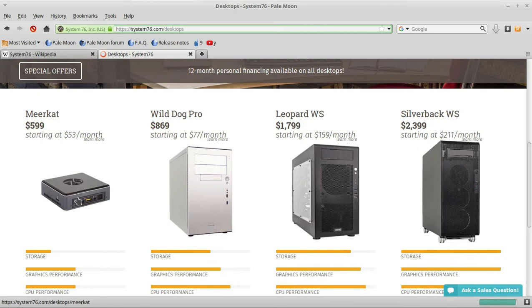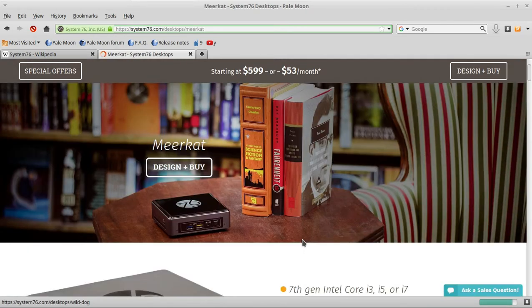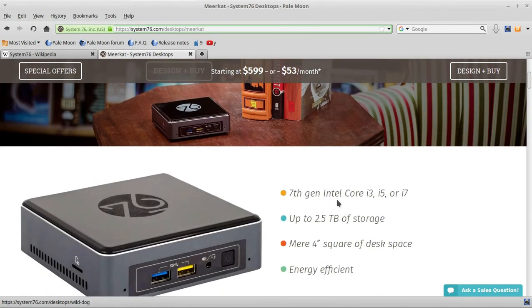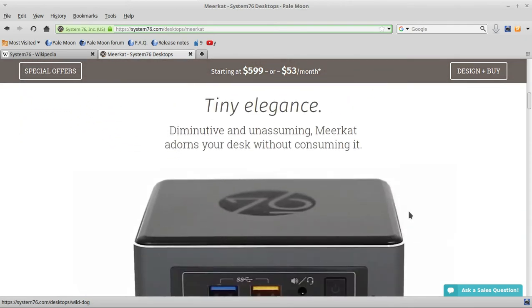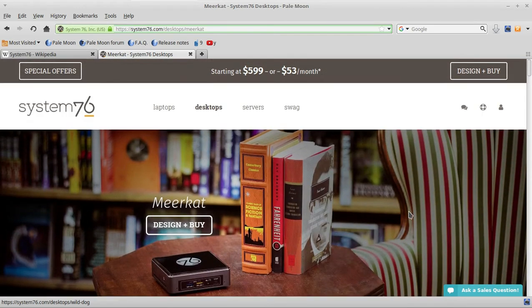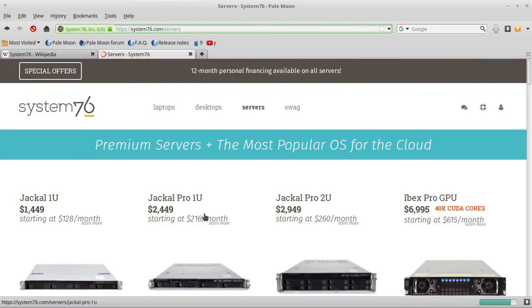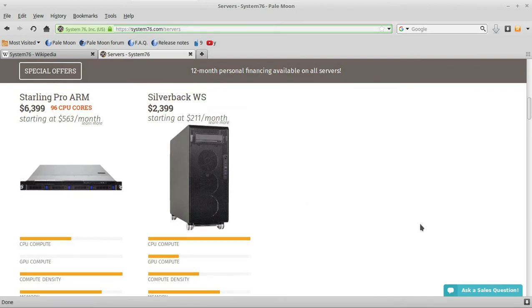This is really small. Let's take a look at this real quick. Yeah, that's definitely small. You have a choice of i3, i5, or i7, Intel 7th Gen, mere 4 inches square of desk space. That is definitely very, very small. And let's see, let's take a look at servers. And of course, the jackal up to the silverback.